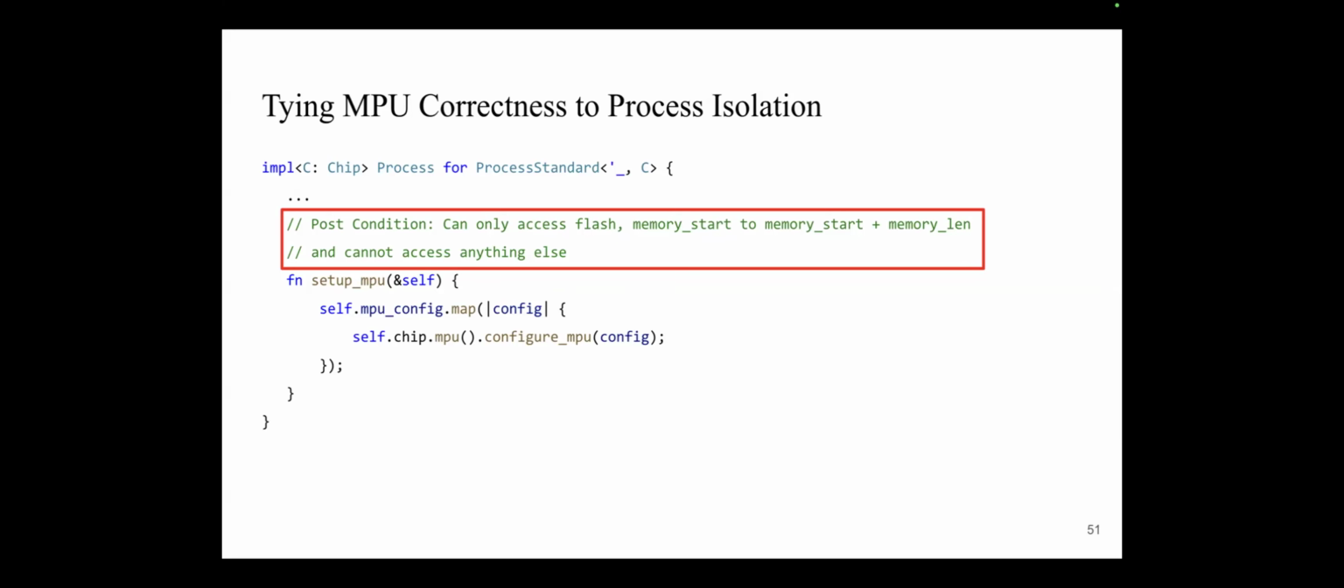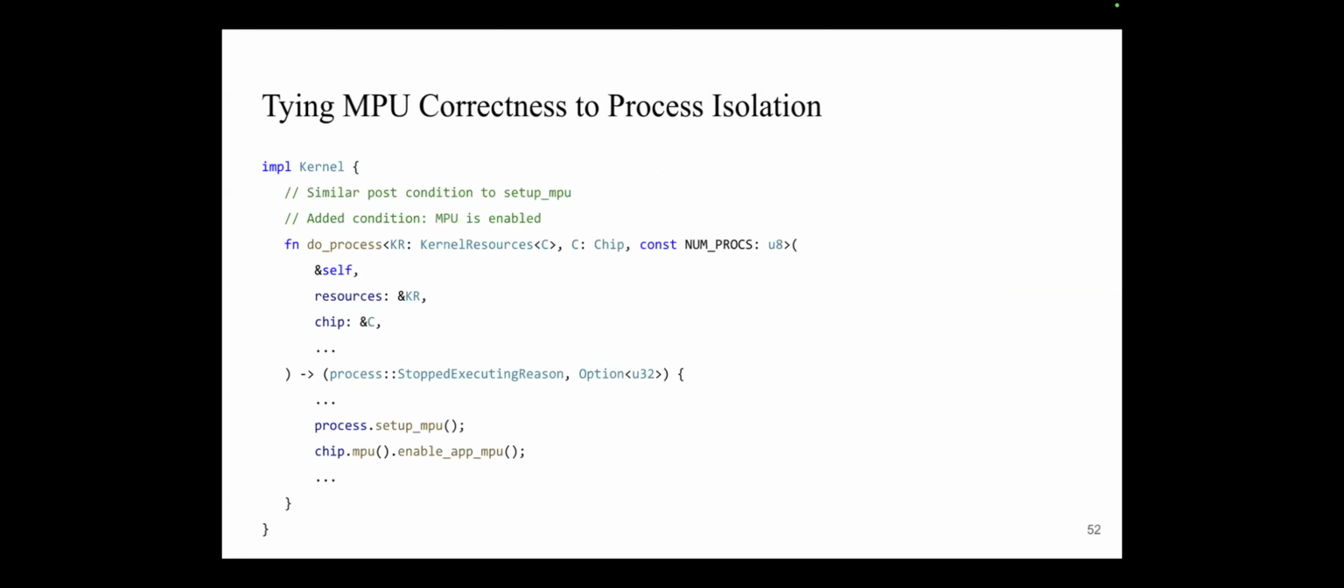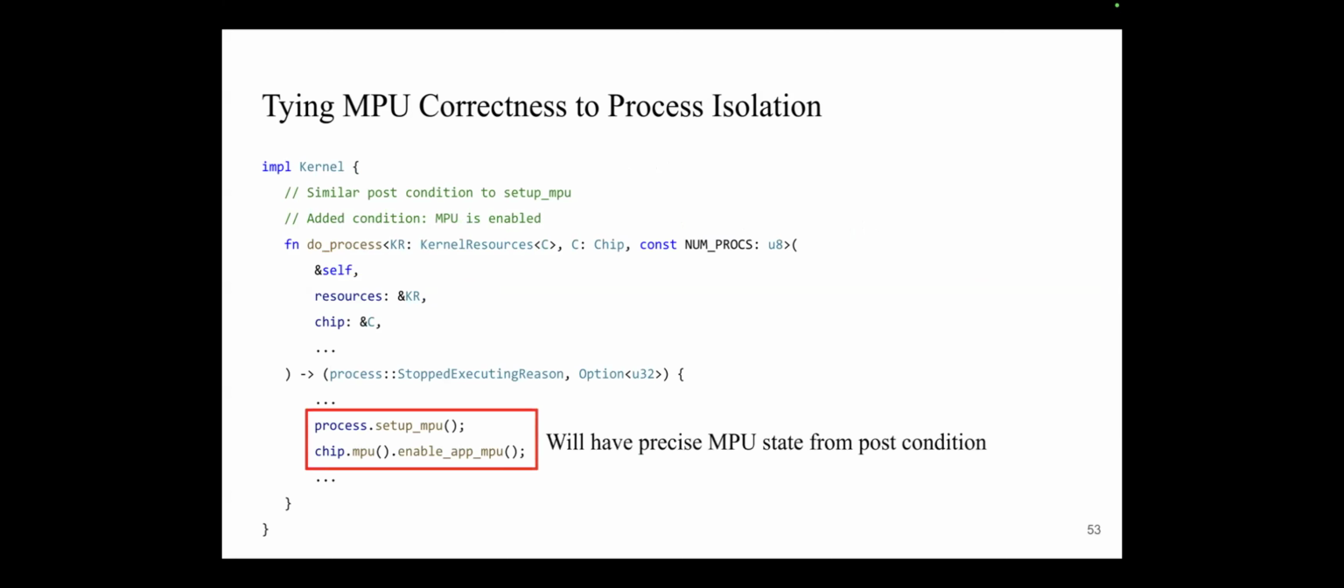And so if you dig deep enough into the Tock kernel, what you'll find is that there is a function that does exactly this. And it's called doProcess. Okay. And as you can see, it sets up the MPU using the method that we just saw. And then it calls one of our trait methods, enable app MPU. And so here again, because we've verified these functions, we have a precise idea of what the MPU state is from those specifications.